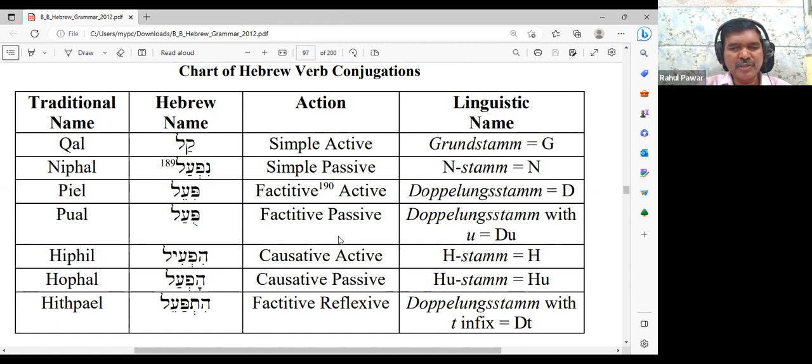Pual, factitive passive, D stem. Hifil, causative active, H stem. Hofal, causative passive, H stem. Hitpael, factitive reflexive, D with a T infix, the DT stem.